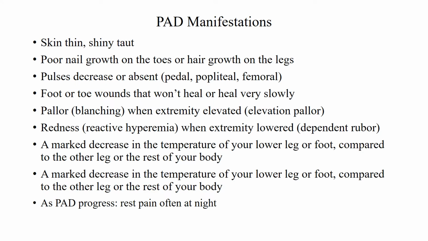To continue with peripheral artery disease manifestations, you will also notice that the skin is thin, it's shiny, it's taut, or it looks like it's been stretched out. There is poor nail growth on the toes or hair growth on the legs. Pulses are decreased or absent, especially in the pedal, popliteal, and femoral artery. If there are wounds in the foot or toe, you will notice that it does not heal well or it heals slowly.